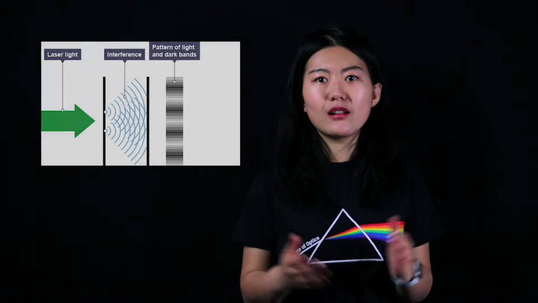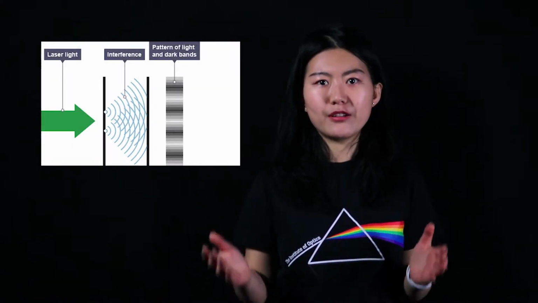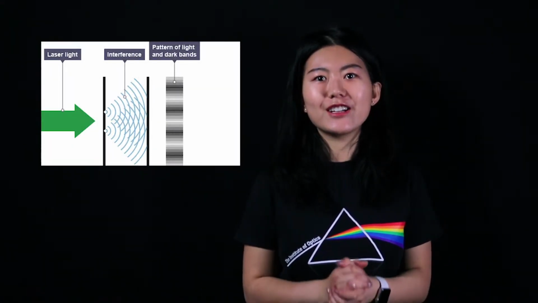Interference occurs when two waves overlap. Like when we hear sound from different locations at the same time, they will overlap and interfere with each other, similar to light waves. Light waves can also overlap and interfere with each other, which is called interference. And there are two types of interference: constructive interference and destructive interference.